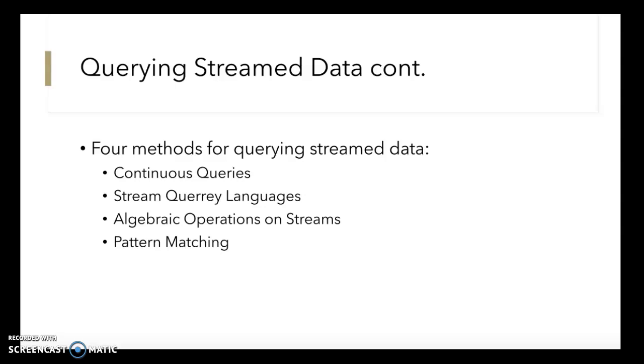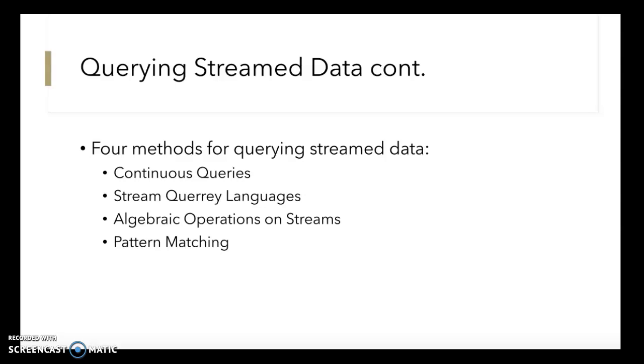So algebraic operations on streams is the next one, and it allows users to write operations that are user-defined functions that are executed on each incoming tuple. The last one is pattern matching, and in this, it defines a pattern matching language and allows users to write multiple rules, each with a pattern and action.